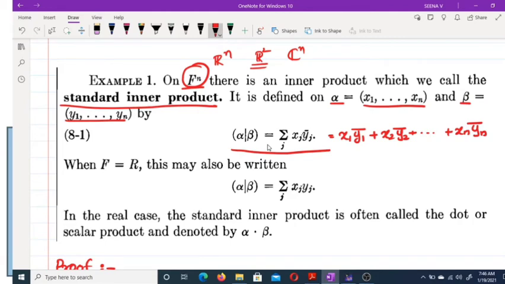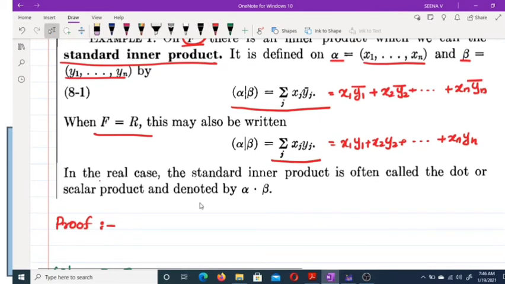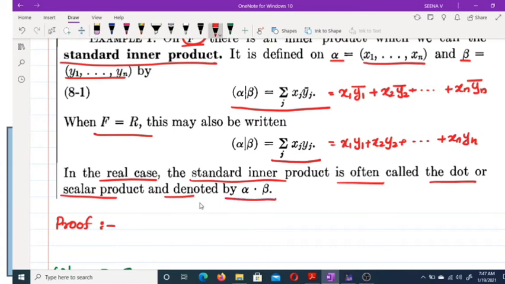If all the entries of F are real numbers, what about y1 conjugate? y1 conjugate is the same as y1. So if F is equal to R, this expression becomes sigma j xj yj, that is x1 y1 plus x2 y2 plus etc., plus xn yn. There is one more note. In the real case, the standard inner product is often called the dot or scalar product, and it is denoted like this: alpha dot beta.